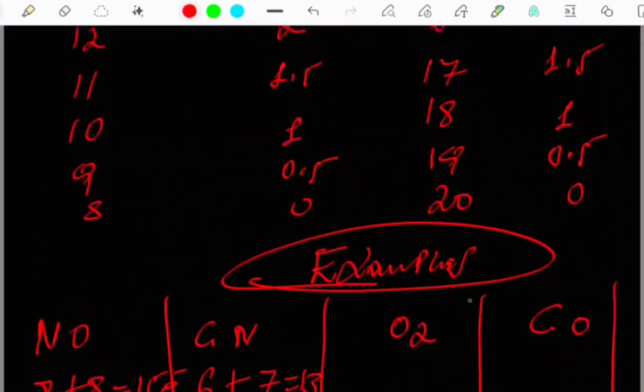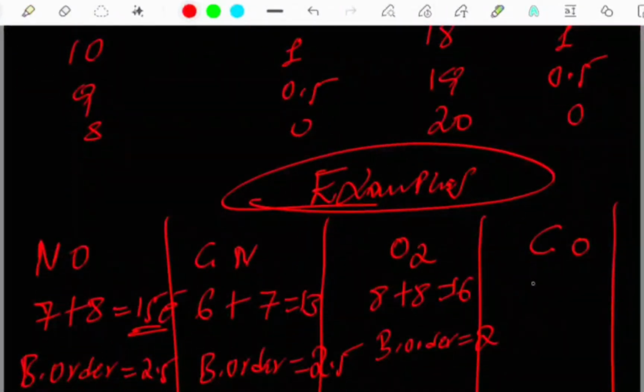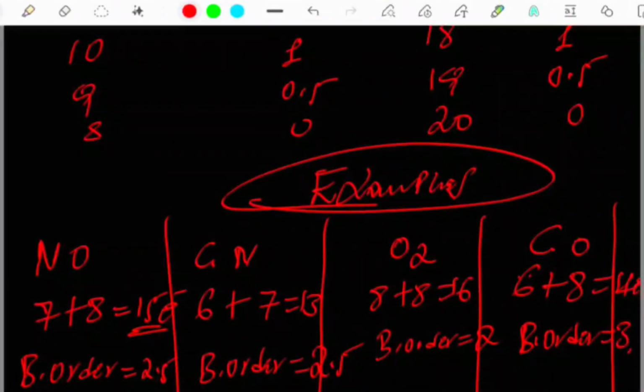And what about the oxygen molecule? You know, 8 plus 8 equals 16. So the bond order is how much? 2 here. And carbon is 6, oxygen is 8, so it's 14 electrons. So the bond order is how much? 3.